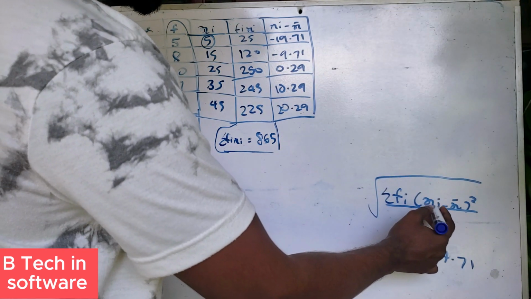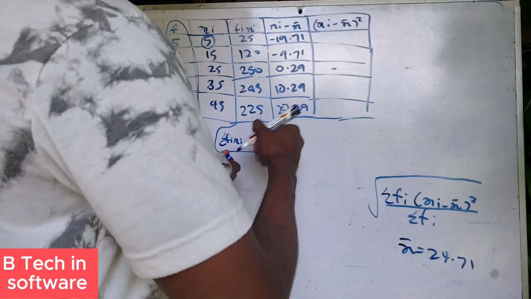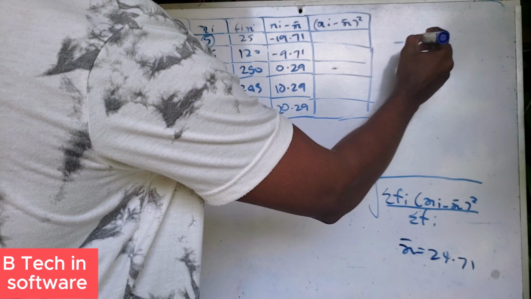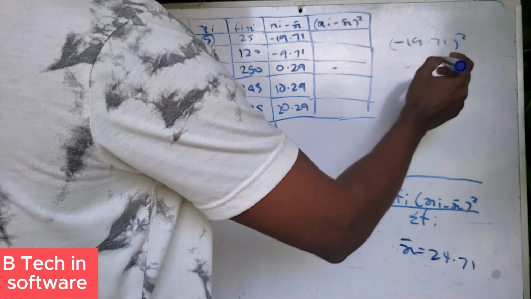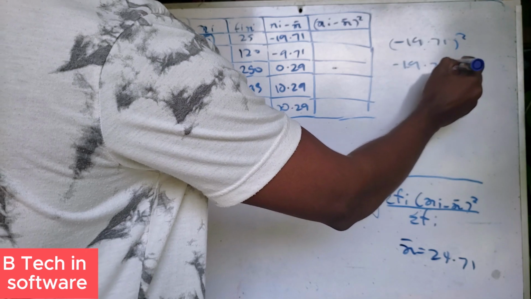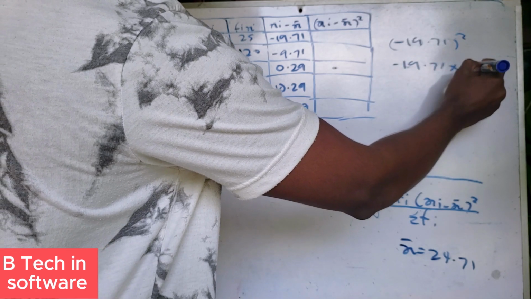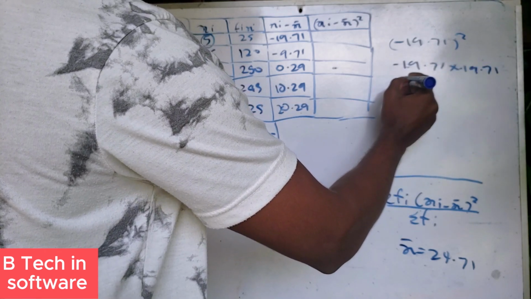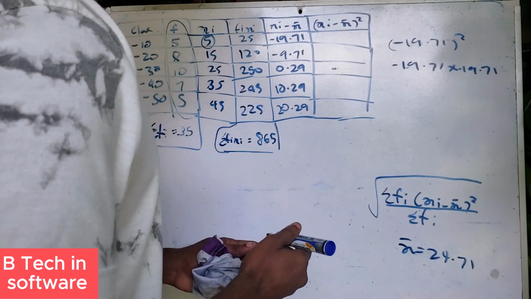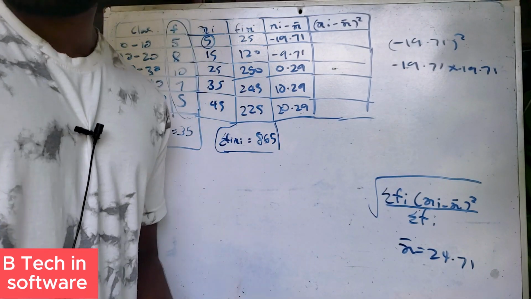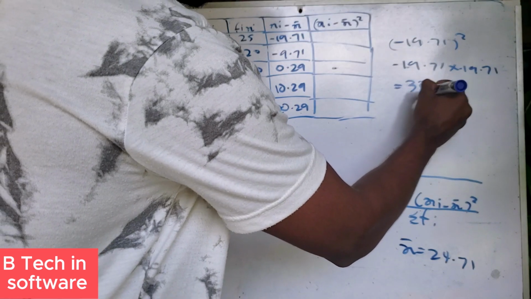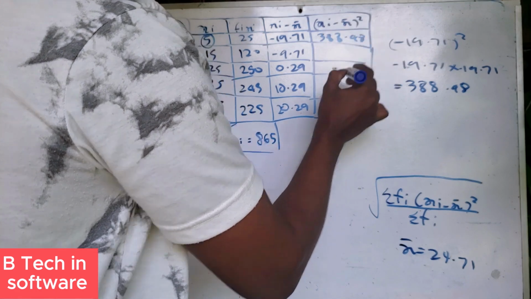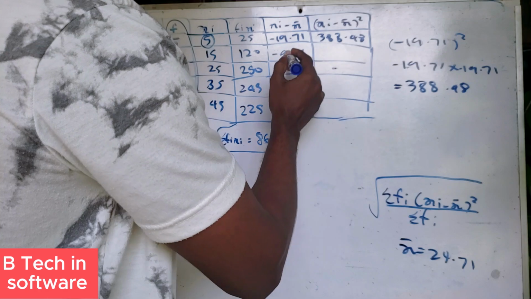Now you can see we need to find xi minus x bar squared. To find a square, we need to find 19.71 squared. That means minus 19.71 times minus 19.71. Minus times minus will become plus, and then 19.71 times 19.71 is 388.48. Likewise, you need to find the square for all these values.